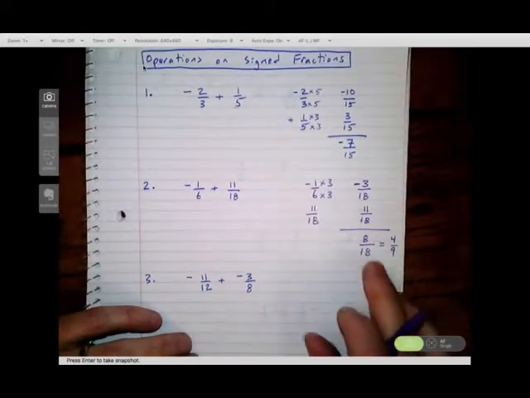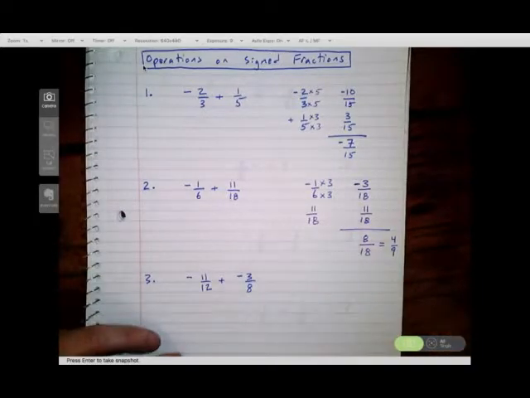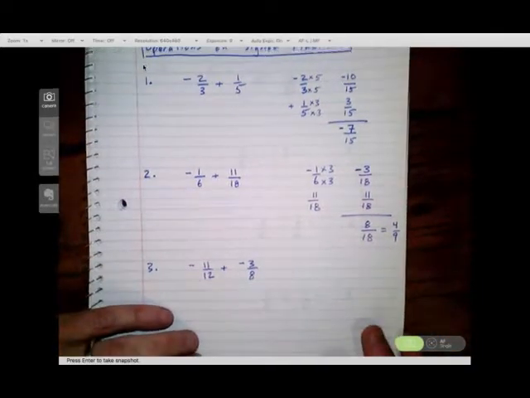So again, always try to reduce your answers if you can. So check to see if you can divide the numerator and denominator by a number other than 1, and if so, do it please, and reduce them. Okay, so here we go.